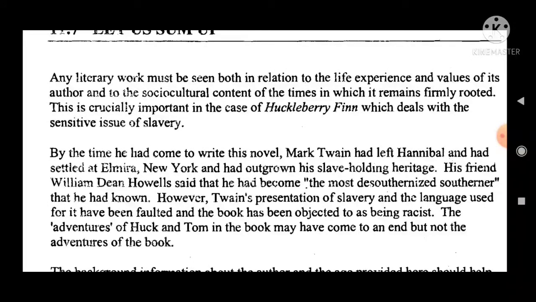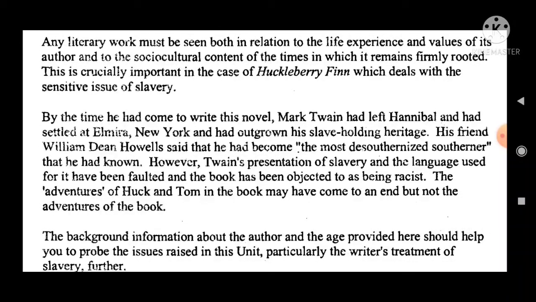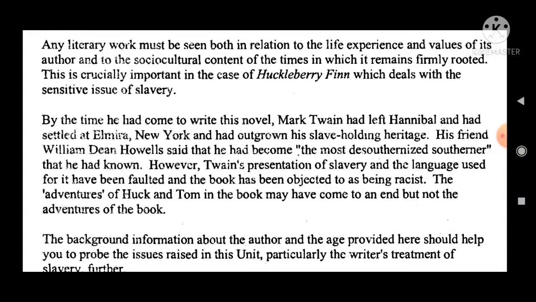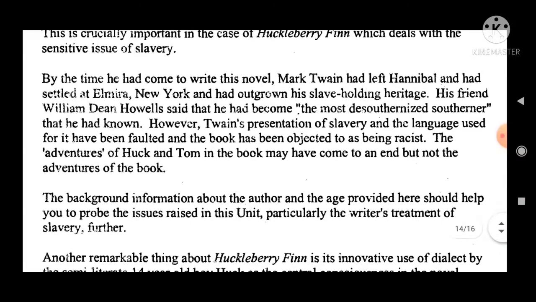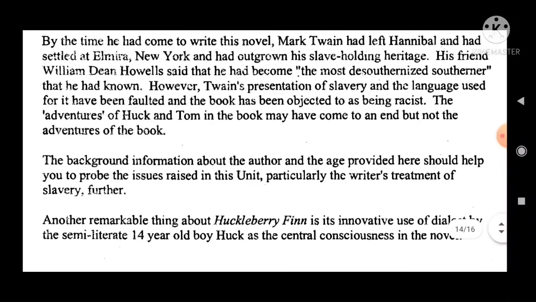Any literary work must be seen both in relation to the life experience and values of its author and to the socio-cultural context of the times in which it remains firmly rooted. This is crucially important in the case of Huckleberry Finn, which deals with the sensitive issue of slavery. By the time he had come to write his novel, Mark Twain had left Hannibal and had settled at Elmira, New York, and had outgrown his slaveholding heritage. His friend William Dean Howells said that he had become the most de-Southernized Southerner that he had known.